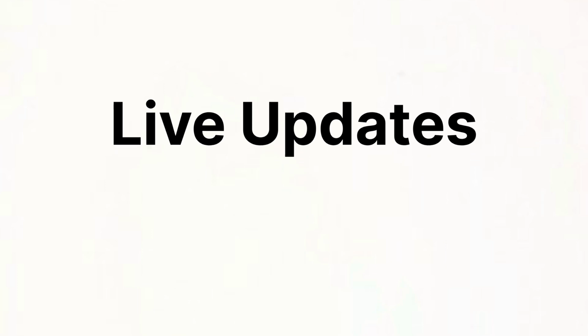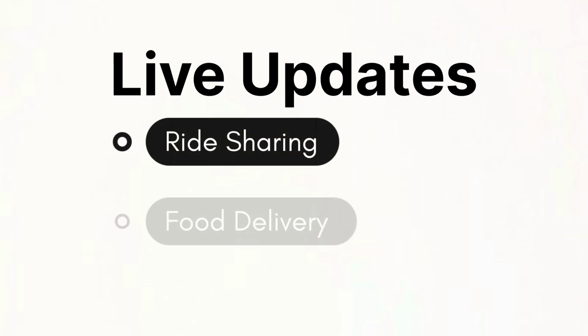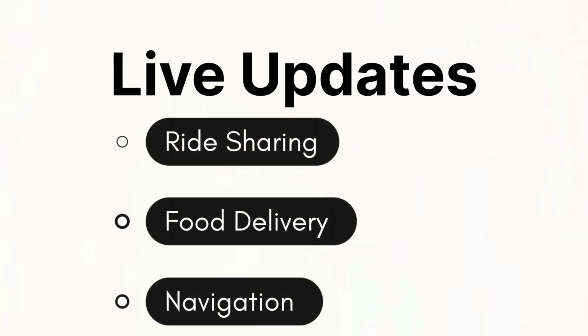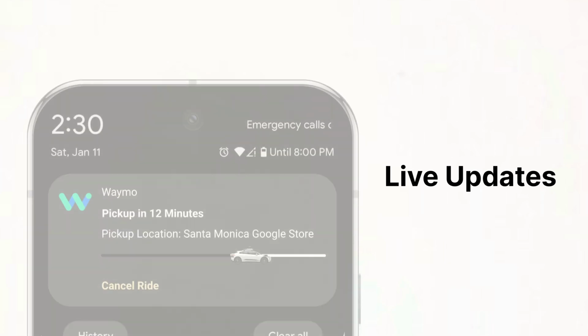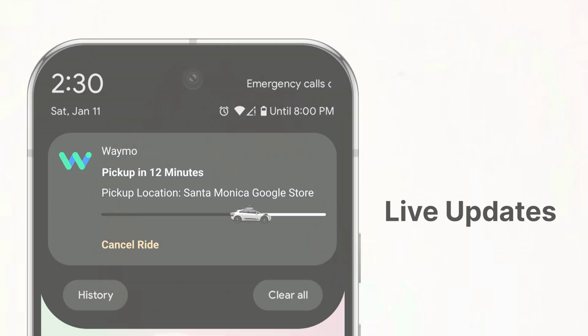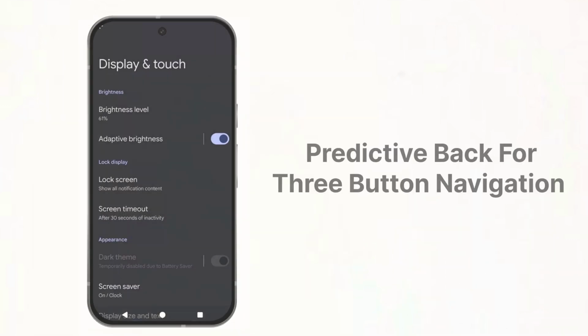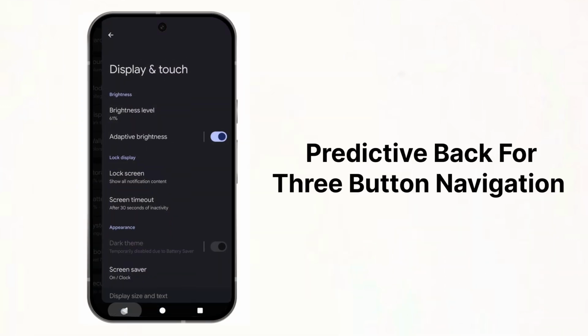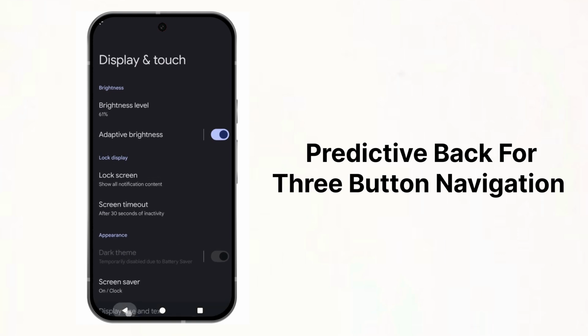This can display the status of ride sharing, food delivery, and navigation right in your notifications. I've made a mock-up of what this could look like for the Waymo app, because no apps currently support this feature. If you are still using three-button navigation, Google is adding Predictive Back to three-button navigation.